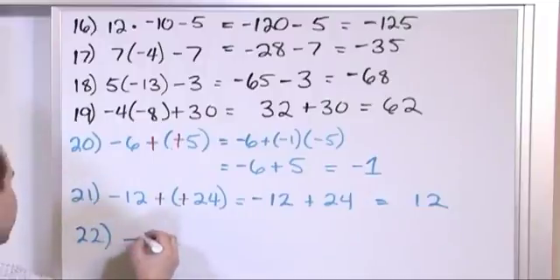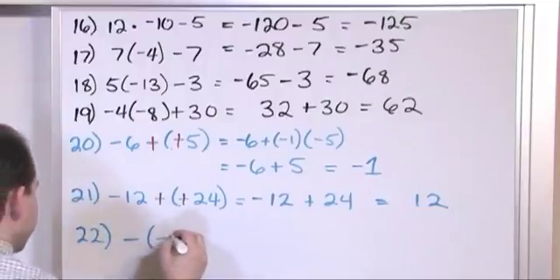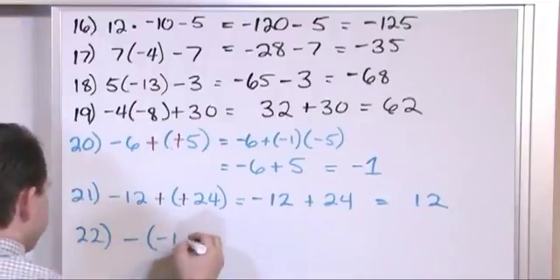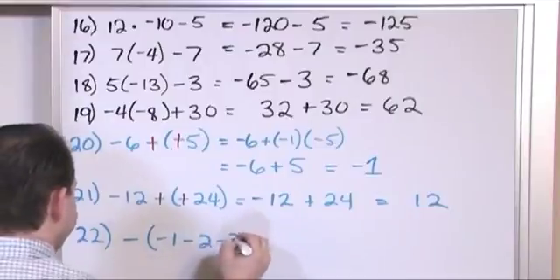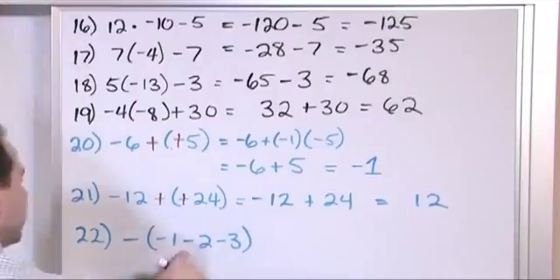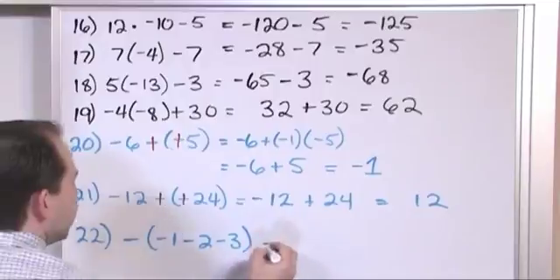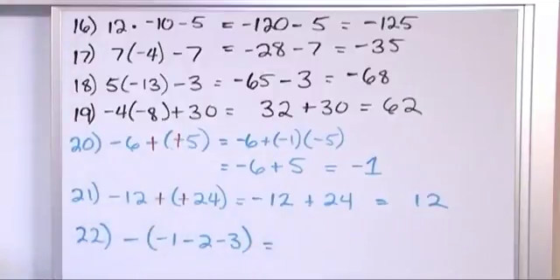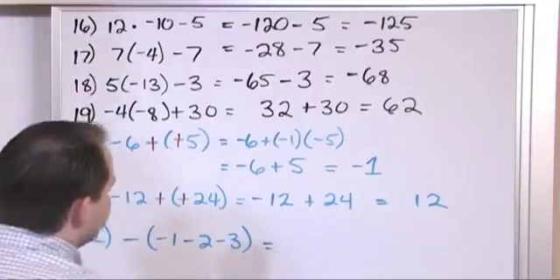And for 22, let's say you had a negative sign out front: -1, -2, -3. So -1, -2, -3. How do we deal with this? Well, you always want to do what's inside of the parentheses first.